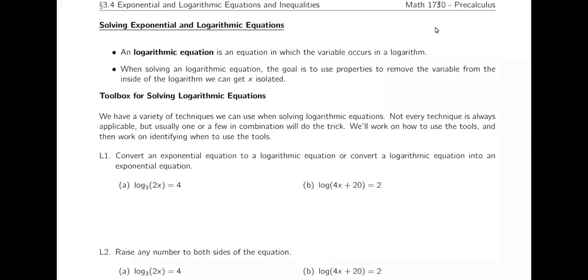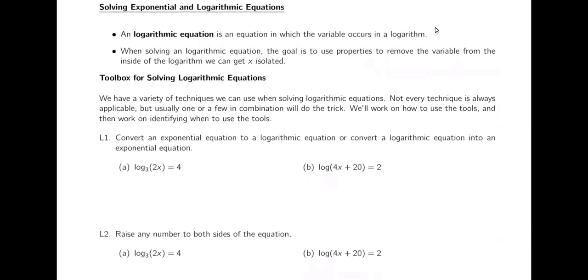Just like in solving exponential equations, we're going to have a variety of tools, and sometimes the tools are going to work and sometimes they aren't going to work, and sometimes we have to use some of them in combination. But right now, we're just going to work on identifying what the tools are, and then we will work on learning how to figure out when to use the tools and how to use them in more complicated examples.